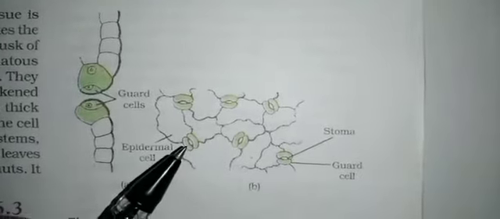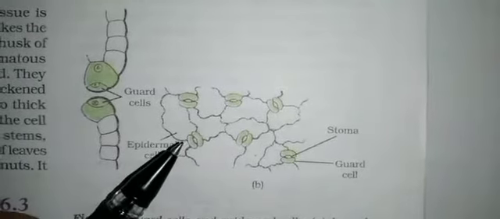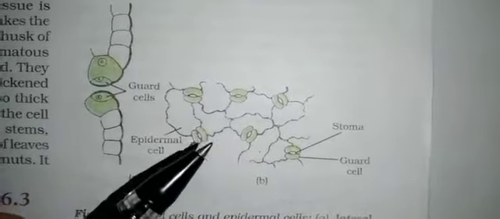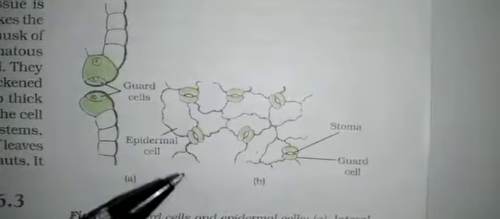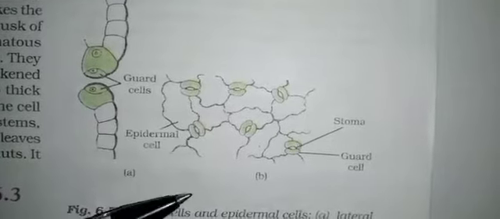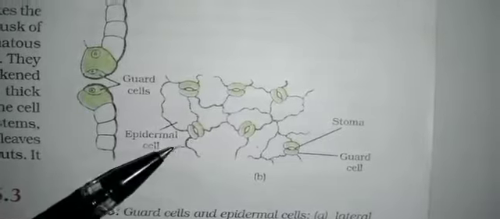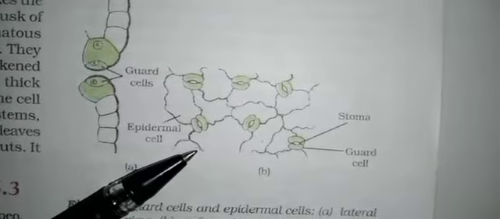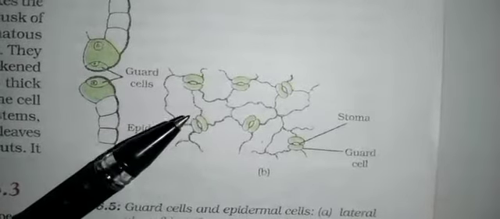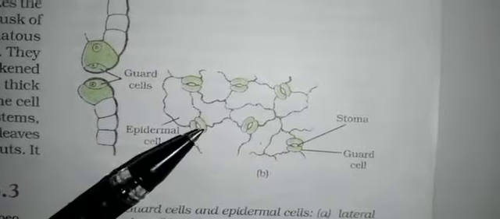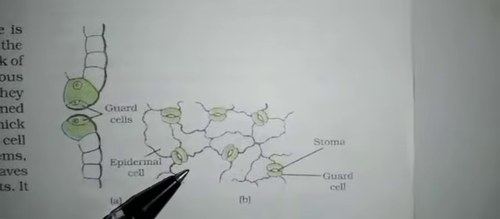These are necessary for exchange of gases with the atmosphere. During photosynthesis, they exchange carbon dioxide and oxygen. One more important process is transpiration, the loss of water in the form of water vapors. It also takes place through these stomata.